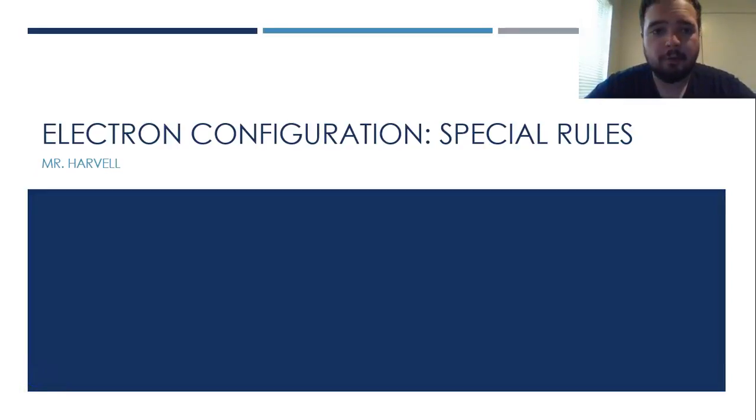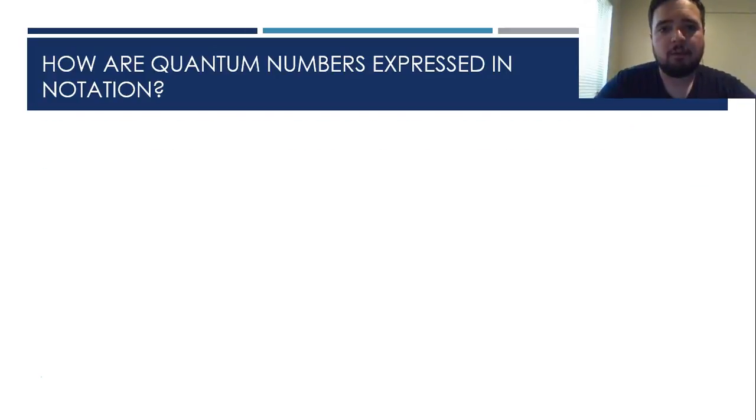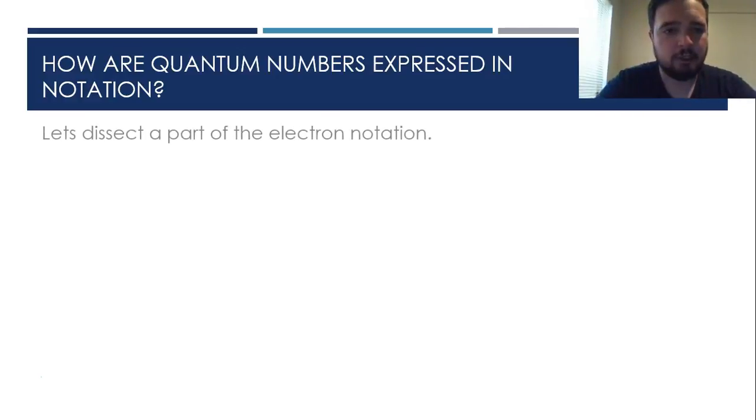Hello, so today we're going to finish up on electron configurations in regards to some special rules and concepts that we haven't really fully dived into in the last couple of videos, but I will divulge a little bit more today. So the first question I want to ask is that in the previous videos I said that the electron configuration is represented by 4 quantum numbers. Well, we haven't really dissected exactly how they're represented in the electron configuration. So let's dissect a little part of electron notation.